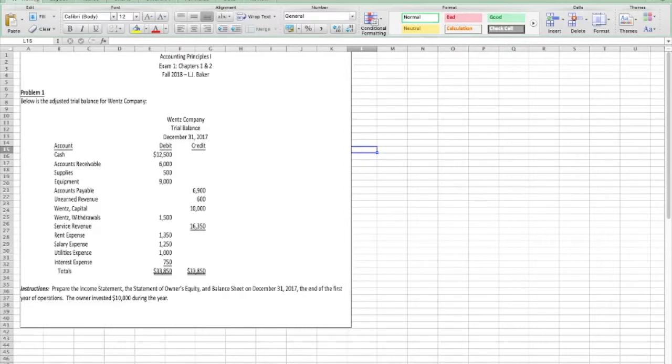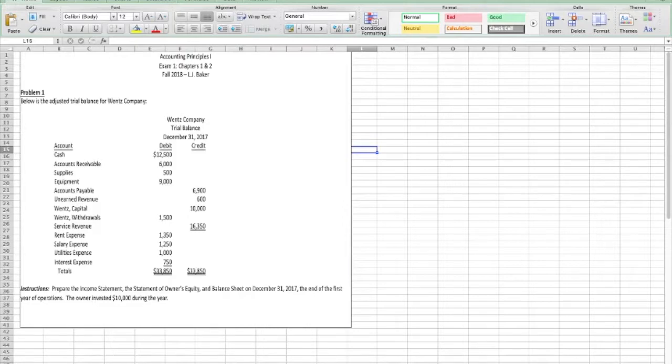So in this first problem, it's as below as the adjusted trial balance for Wentz Company. It gives me the trial balance here, and then I have to prepare the income statement, the statement of owner's equity, and the balance sheet for December 31st, 2017, the end of the first year of operations. It also told me that the owner invested $10,000 during the year, which will be useful for me when I get to the statement of owner's equity.